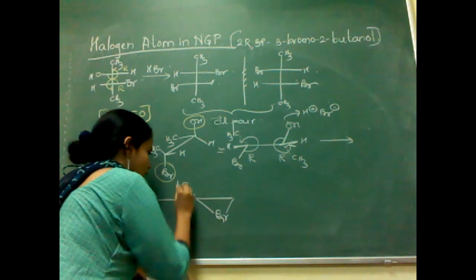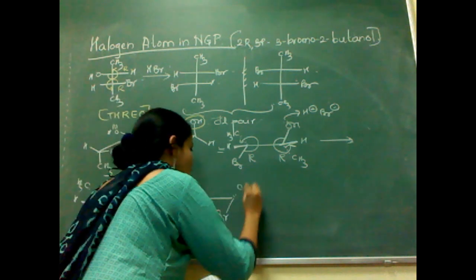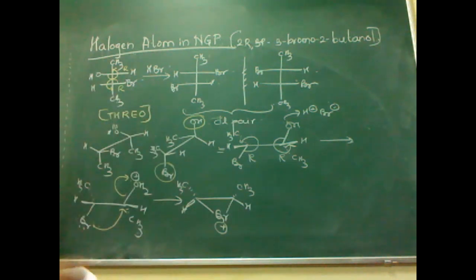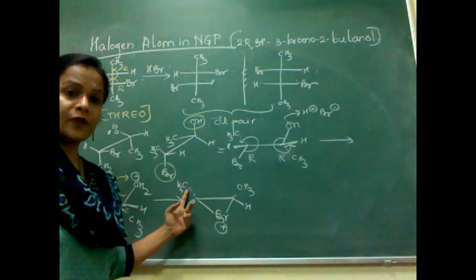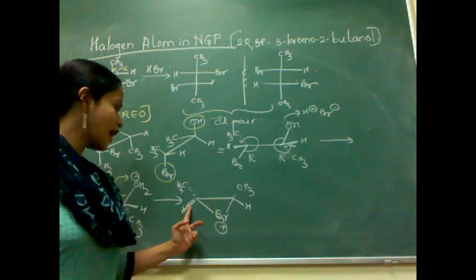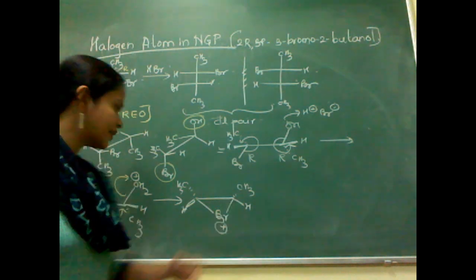So you have CH3, you have hydrogen, then you have CH3, then you have this hydrogen, and there is a positive charge. Now what you find is the configuration of this particular methyl group is alpha. This particular methyl group is also alpha. Then both the hydrogens are beta. So that means they have the identical configuration.